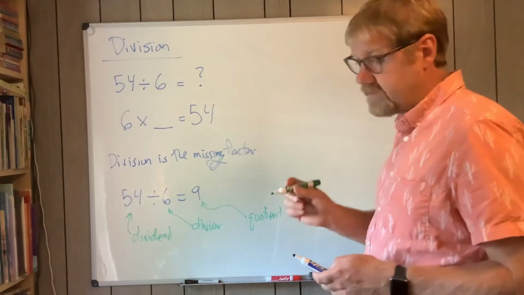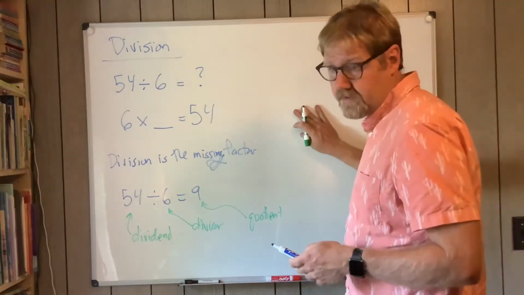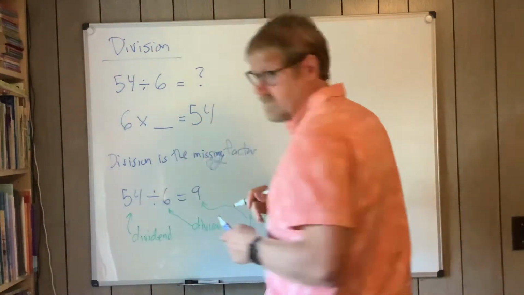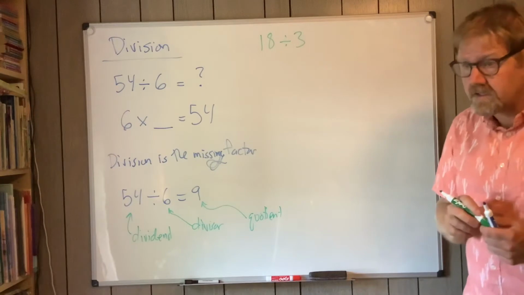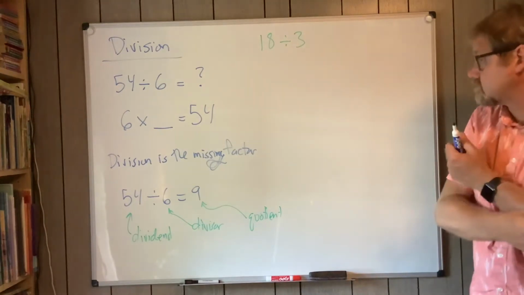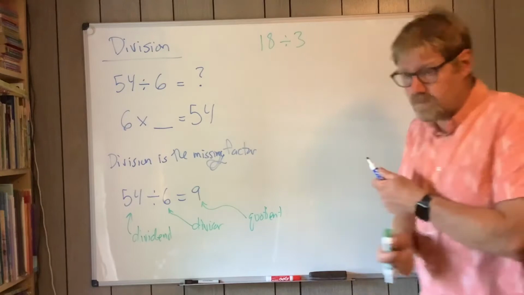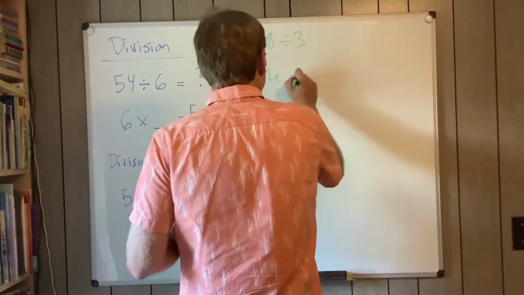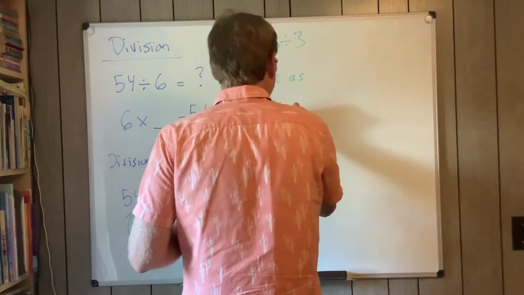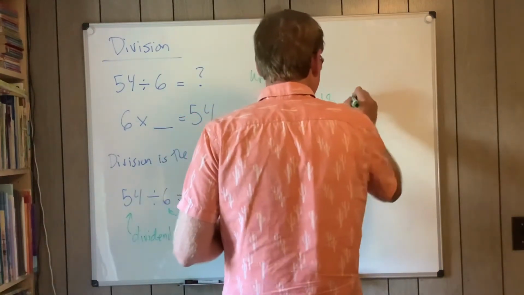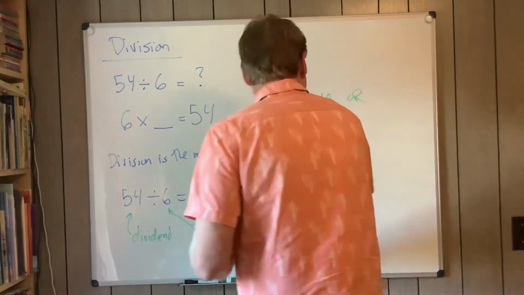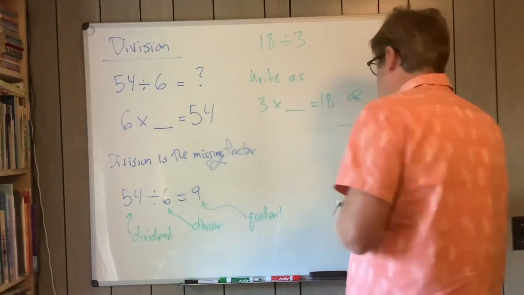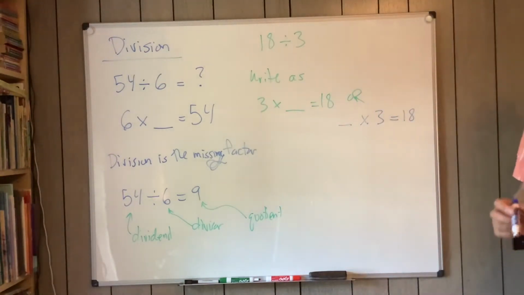There's a couple of things we can do here. Let me look at 18 divided by 3. What we can do with this is write it as 3 times blank equals 18, or blank times 3 equals 18.